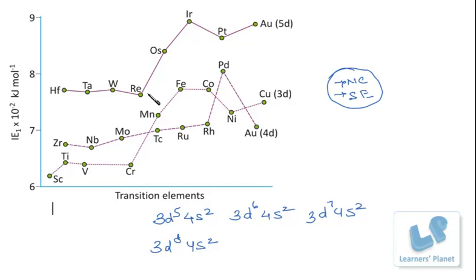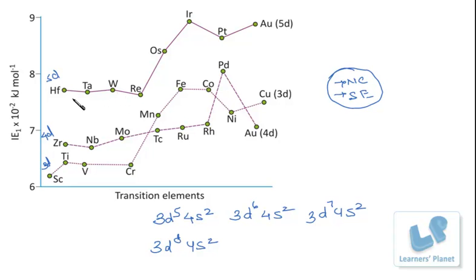Now what happens in the series? The ionization enthalpy, say this is the 3d series, this is the 4d series, and this is the 5d series. The ionization enthalpies of the 5d series of elements are much higher than those of the 3d and 4d series. You can see it's huge. There is a huge increase in the 5d series. Can you suggest a reason for this? Why is there a huge increase in the ionization energies of the 5d series elements?